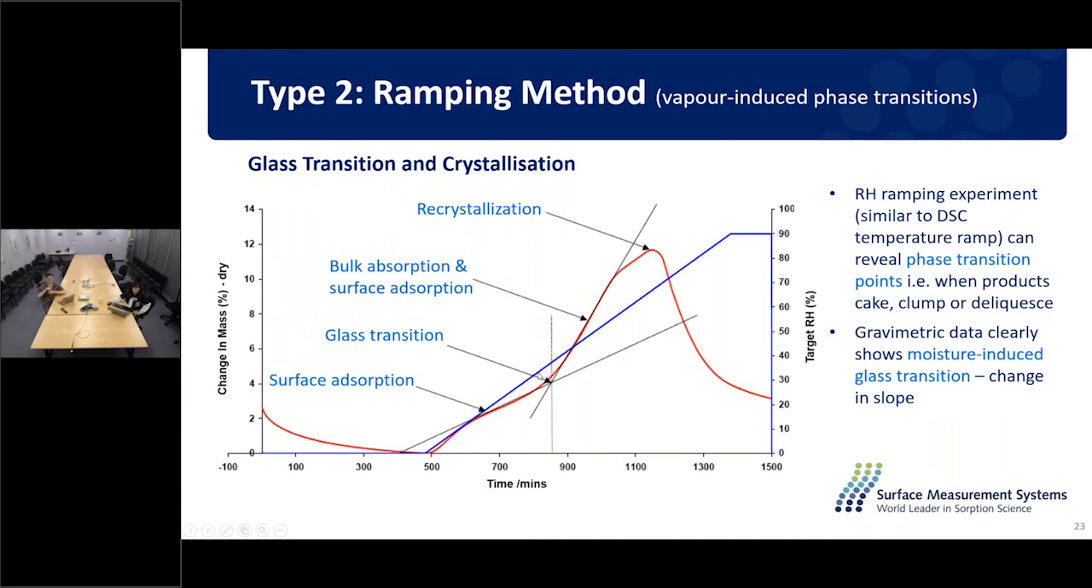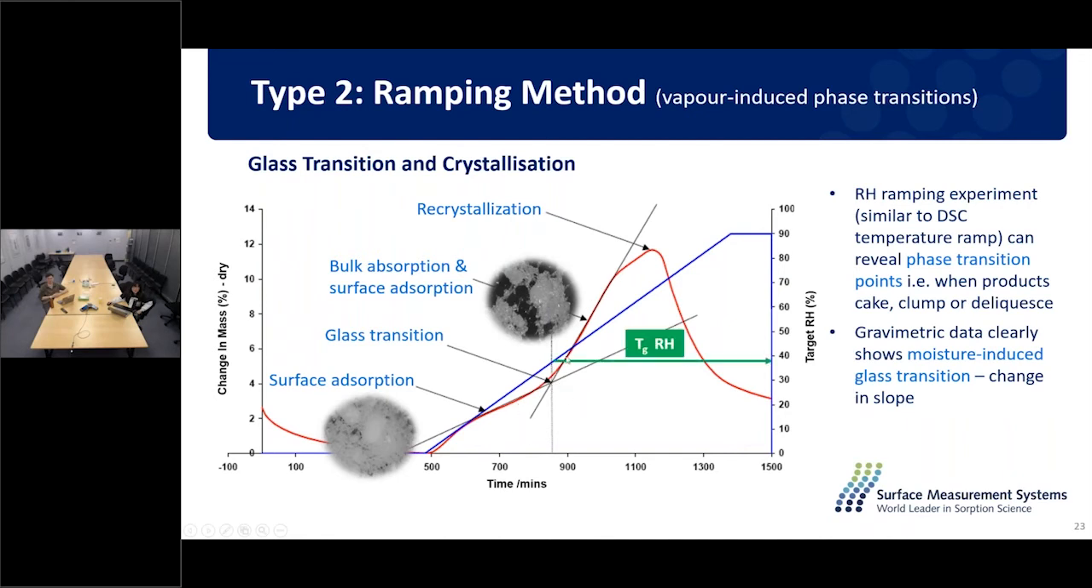And as you can see, after a certain point of humidity, the water uptake becomes dramatic, because the water molecules could act as a plasticizer that will induce some vapor-induced phase change happening inside the material. So basically the transformation from surface adsorption to bulk absorption is because of the glass transition of the material. And from the slope before and after this change, we can easily determine the glass transition humidity for this lactose sample at 25 degrees here.